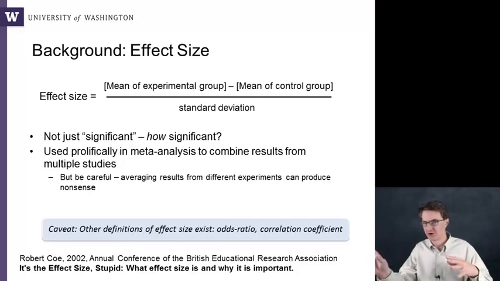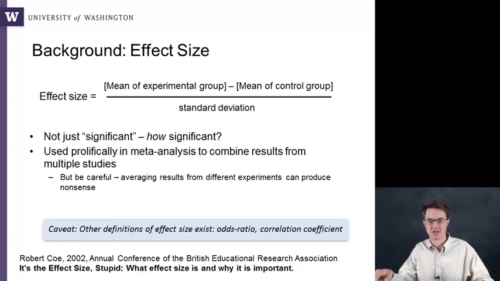Okay, and in general you've got to be careful with this, because averaging results from different experiments can produce nonsense if you violate the assumptions under which the experiments were conducted. But it can be done. Another caveat is that other definitions of effect size exist. There's the odds ratio and the correlation coefficient, but we're just going to talk about this one. There's an argument that the effect size should always be reported along with the p-value, even though this is very rarely done.